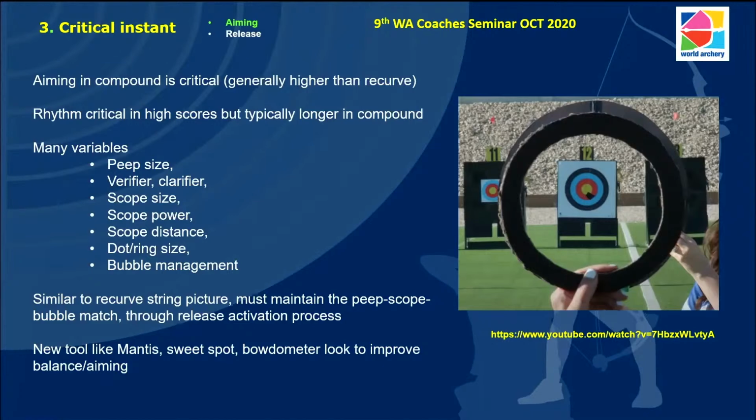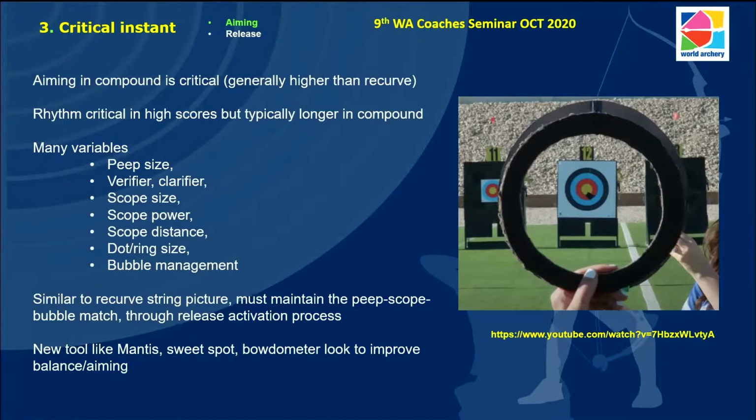Then there's the distance of that scope from the actual athlete. So, on your sight, you can move that in and out. That changes the magnification or power of that scope. The size of the dot, the size of the ring they might be using in that scope, and then also the bubble. So how they're managing that, all the variables they have to deal with.